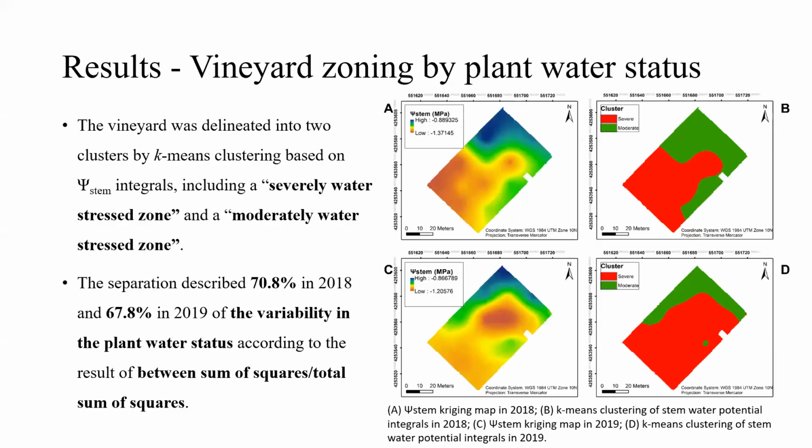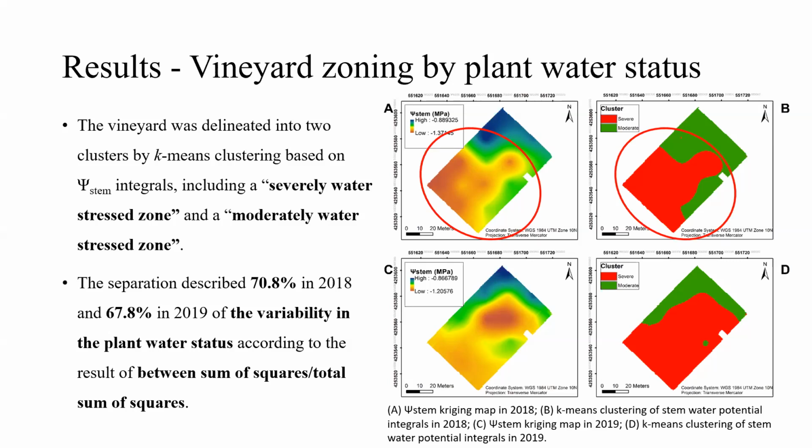Now we move on to the second section of the study. The same vineyard was delineated into two clusters by K-means clustering analysis on the interpolation maps from the stem water potential integrals, which is the long-term plant water status, so to speak. For each season, there were two zones generated, including a severely water stressed zone and a moderately water stressed zone. The severely water stressed zone is in color red, and the moderately water stressed zone is in color green. The separation described about 71% in 2018 and 68% in 2019 of the variability in the plant water status spatially.